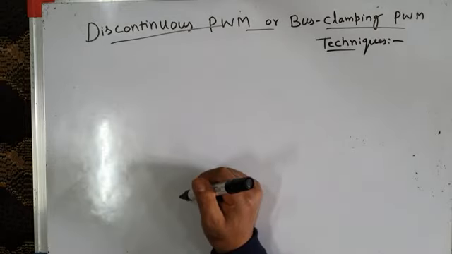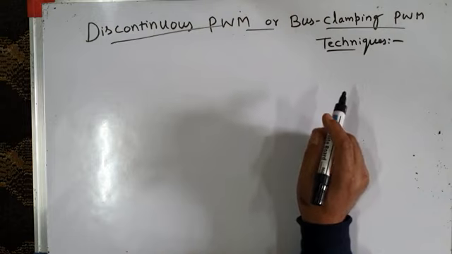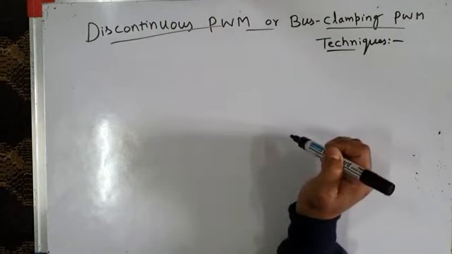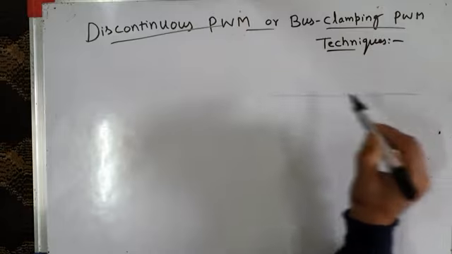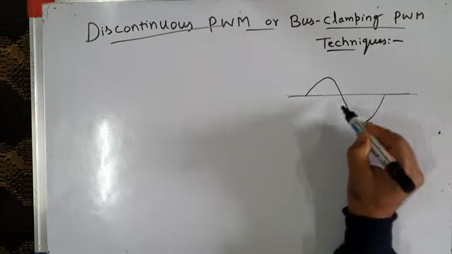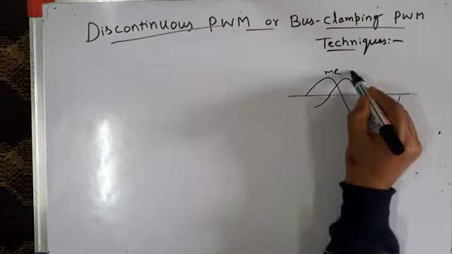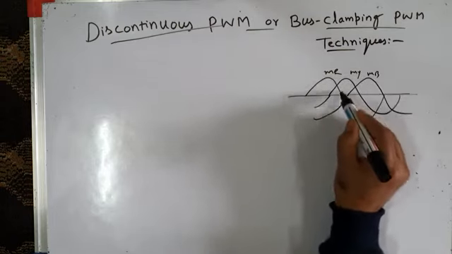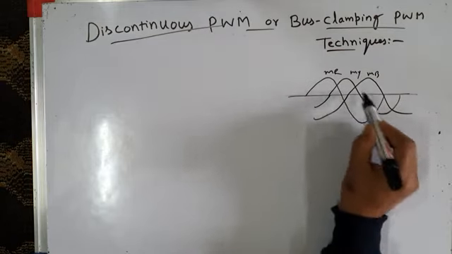Why are they called discontinuous PWM techniques? Because the modulating signals are discontinuous functions of time, or the inverter output voltages become discontinuous functions of time. In the case of sine triangle modulation, our modulating waves were like this. For example, this was MR, this was MY, and this was MB. All three were continuous functions of time. You can see they vary continuously with respect to time, like this.